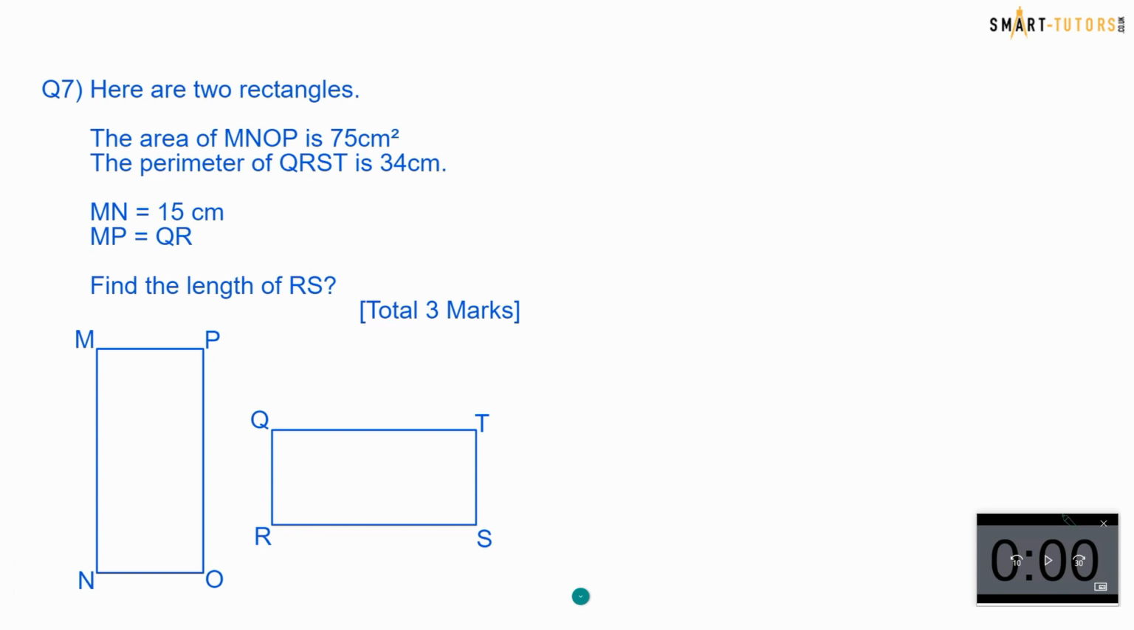Here are two rectangles. The area of MNOP is 75 centimeters squared. The perimeter of QRST is 34 centimeters. MN equals 15 centimeters. MP equals QR. Find the length of RS. It's a 3 marks question. Let's start the timer.